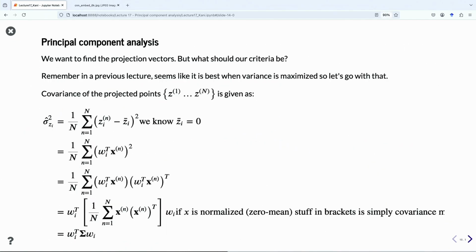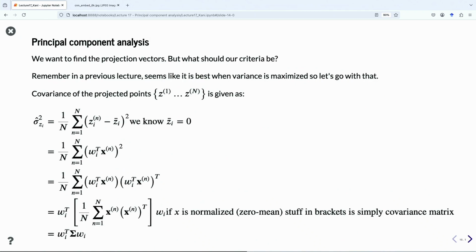So now let's talk about principal component analysis. So we want to find the projection vectors, right? We can't choose them manually. It's too much effort. And it's not programmable if we choose them manually. So we want to find the projection vectors, but what should the criteria be? Well, the criteria we're going to go with is that it seems like the projection vectors are best when the variance is maximized. So let's try to focus on that. Let's try to find the projection vectors where the variance of the projected points are maximized.